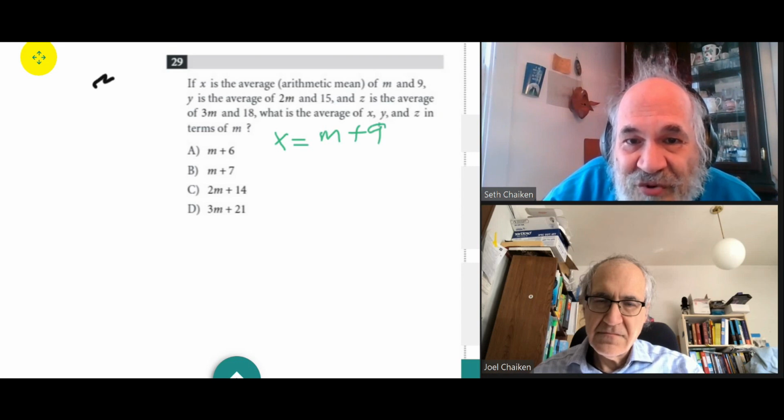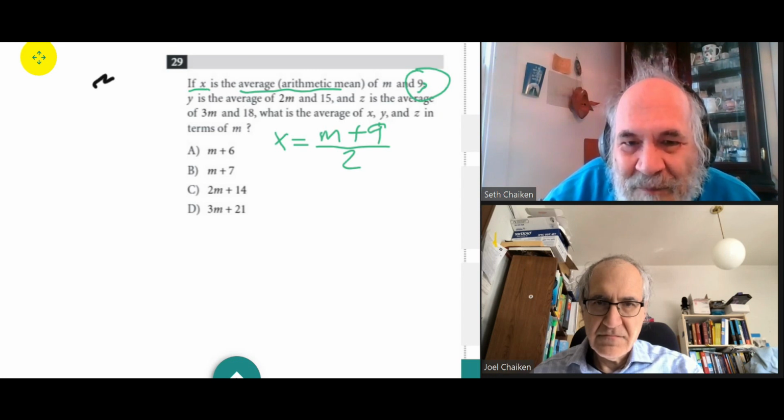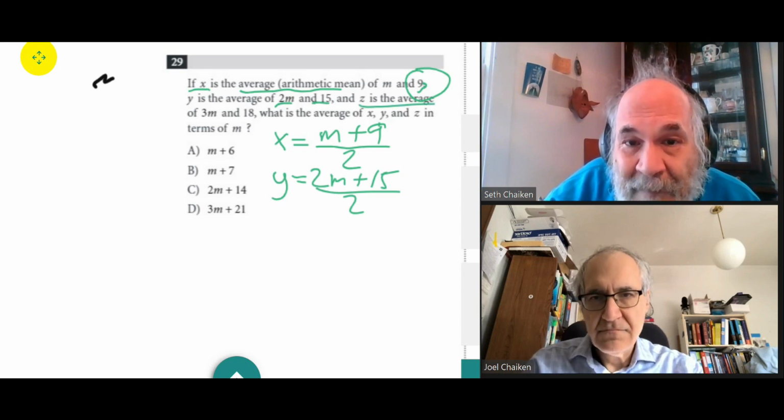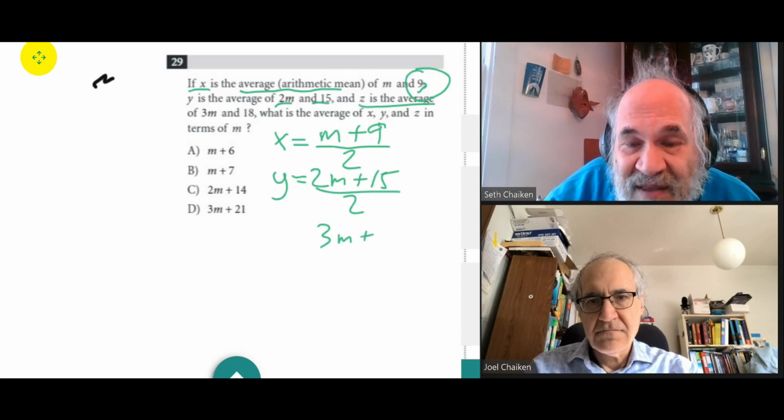It's an average of two numbers. Is their sum divided by 2? So there we use that X is the average of M and 9. Similarly, there's a comma. See the comma. It moves on to an independent statement. Y is the average of 2M and 15. So we write it out. And Z is the average of 3M and 18.